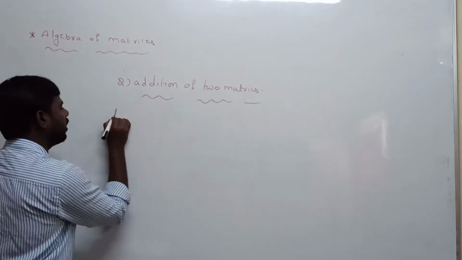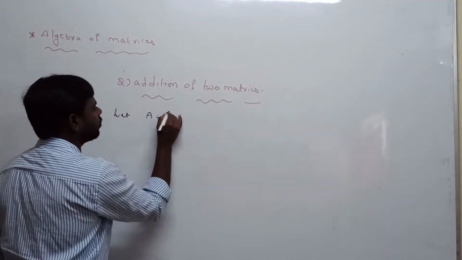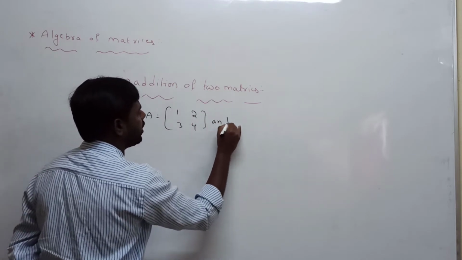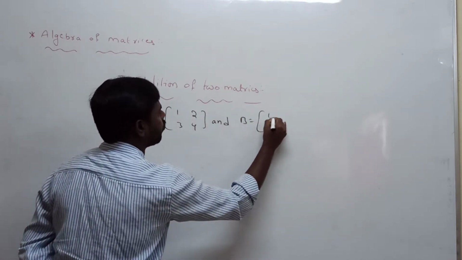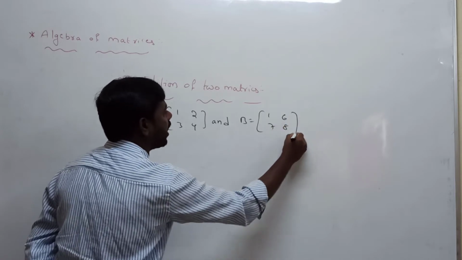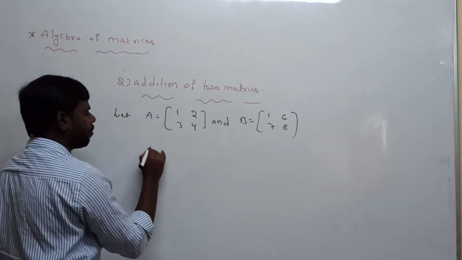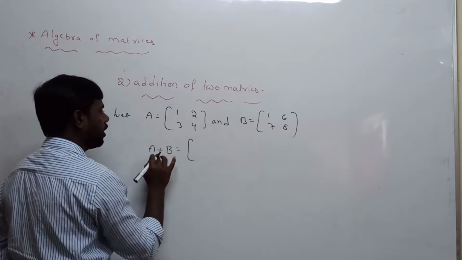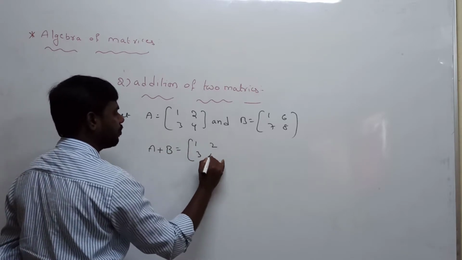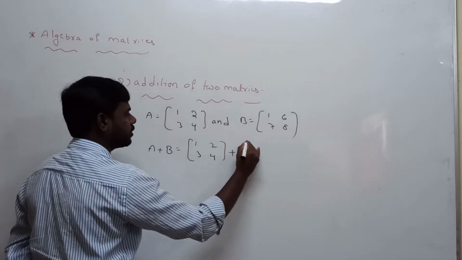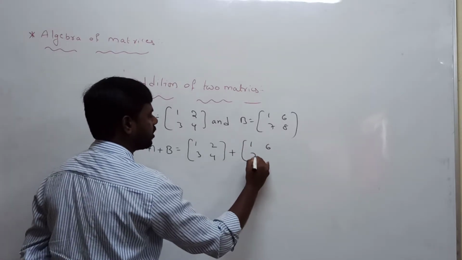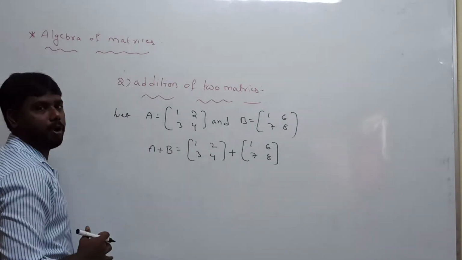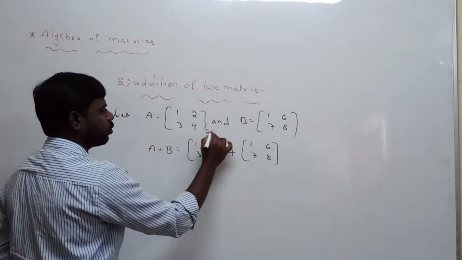Suppose we assume that A is equal to 1, 2, 3, 4 and B is equal to 1, 6, 7. What they are asking is the addition of the two matrices, the sum A plus B. A matrix is 1, 2, 3, 4, the symbol is addition plus, B matrix 1, 6, 7. So let the two matrices be of the same order. The order of the matrix is 2 by 2.